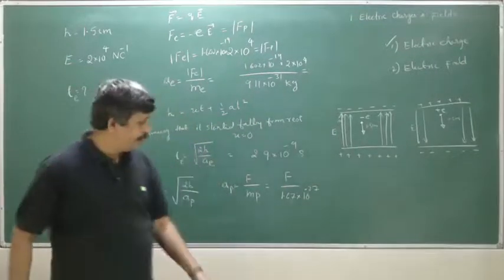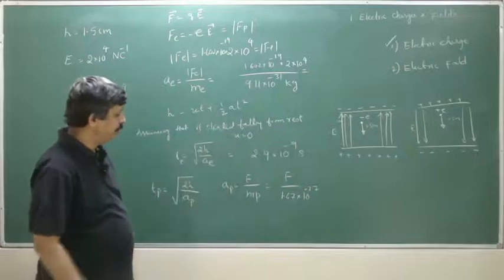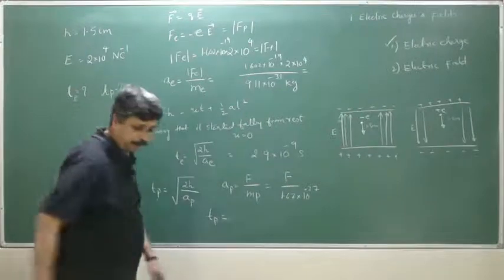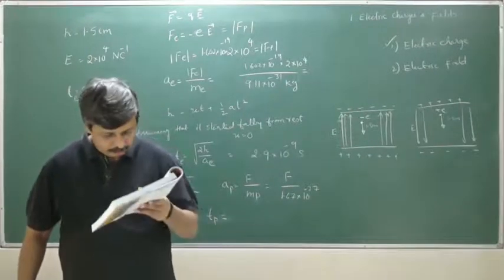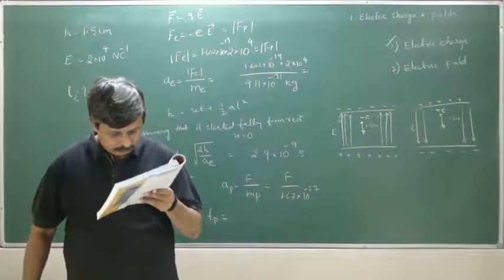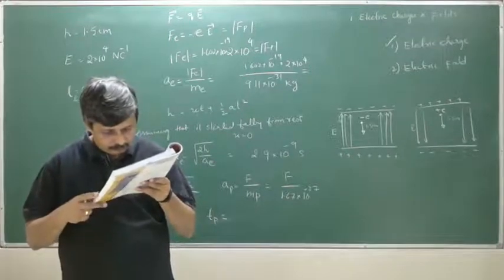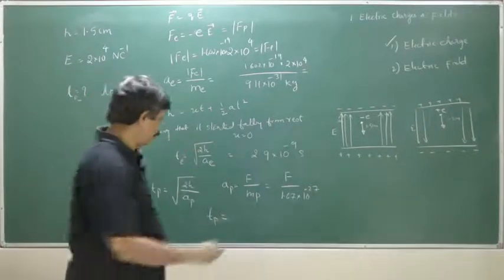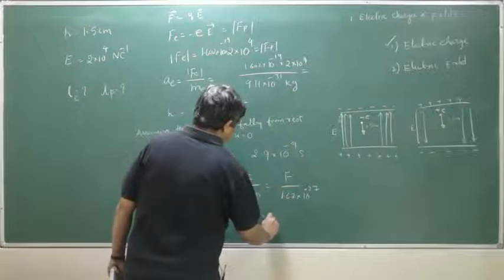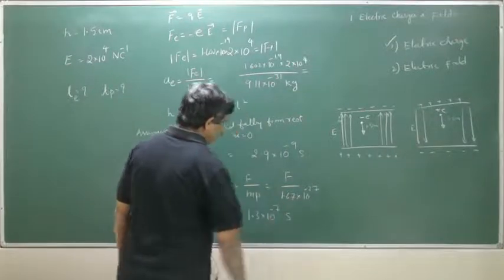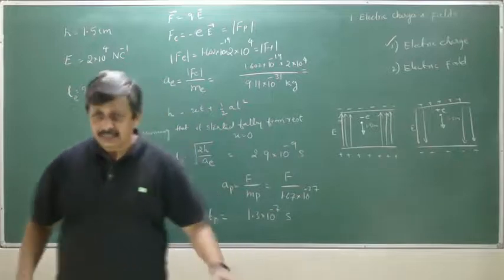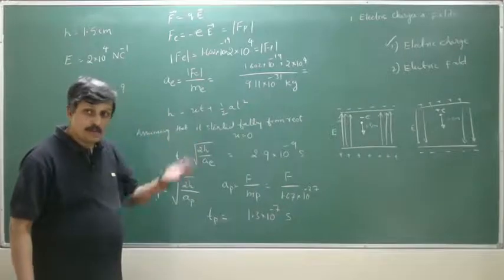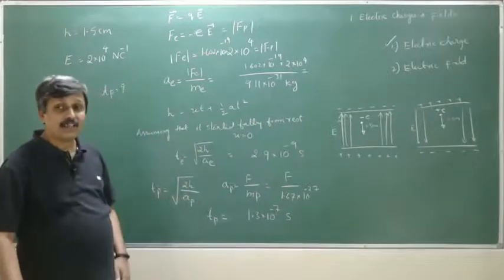If you substitute these values and compute it, you will get the value of Tp as 1.3 into 10 to the power of minus 7 seconds. This part of arithmetic, I want you to do on your own. It's not very important, though you may have to do it. But what is very important is to look at the final answer.